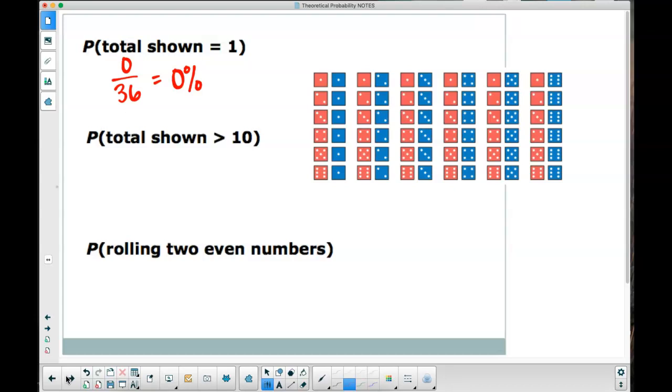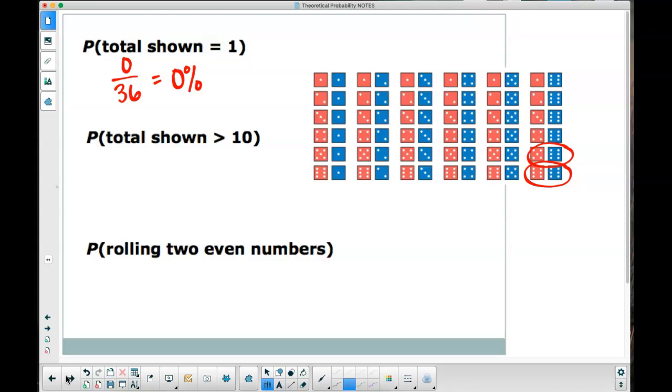Okay, the probability that the total shown is greater than 10. I know these are pretty little, but let's start over here. 6 plus 6, is that greater than 10? Okay, so there's 1. How about 5 plus 6? How about 4 plus 6? Why can't I count that one? Caleb: Because that's 10 and has to be greater. Good. That's 10 and it has to be greater than 10.